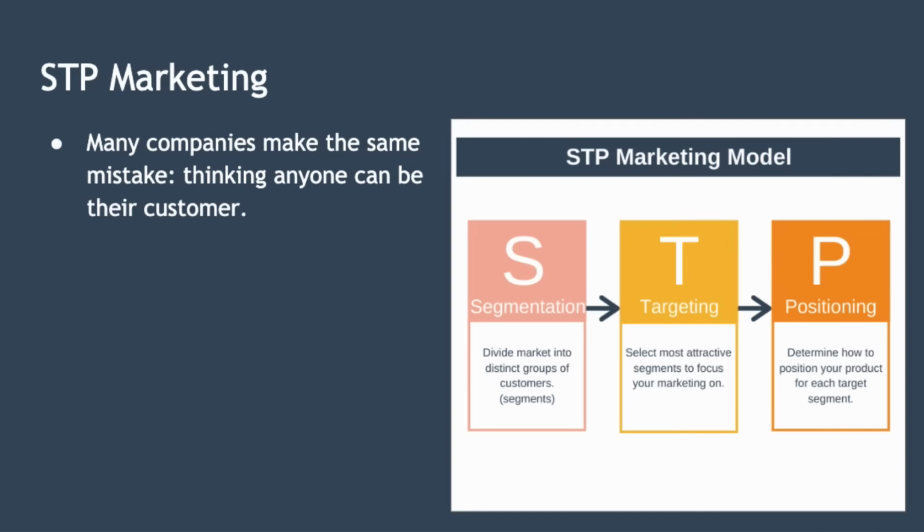Now, STP stands for segmenting, targeting, and positioning, and it's a simple framework that can help improve your marketing. And what the model says is that to achieve easier sales, you should divide your market into groups of customers called segments, select the most attractive segment or most attractive segments, and then position your product in the marketplace to be the most appealing to that segment. Let's take a closer look.